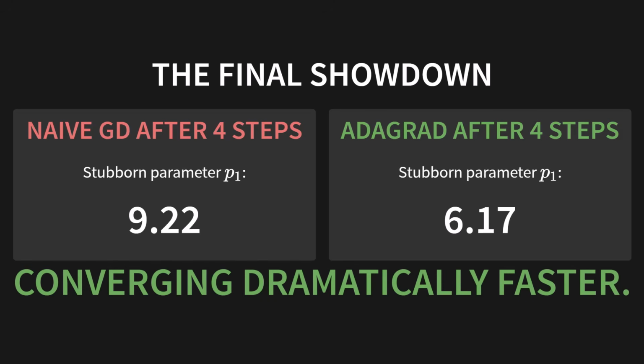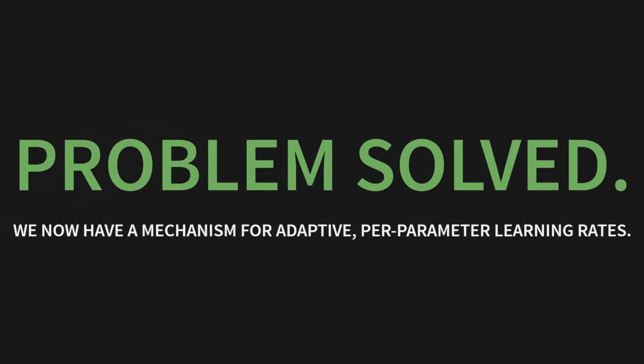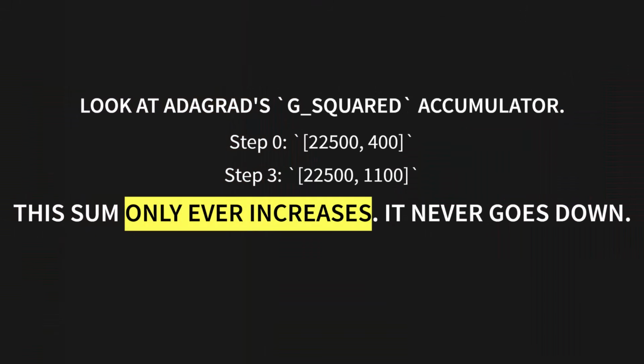Problem solved. We now have a mechanism for adaptive, per-parameter learning rates. But in solving this problem, we've created a new one. A fatal flaw. Look at Adagrad's g-squared accumulator. In step 0, it was 22,500 and 400. By step 3, it grew to 1,100. This sum only ever increases.